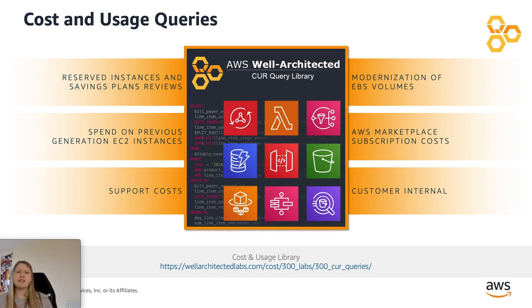A great example is things like reserved instance chargeback or reserved instance reviews of where it is being utilised. So you want to see who's actually using the RIs you've purchased. You can use your cost and usage report to do that, and we have a SQL query ready for you to look at that information.